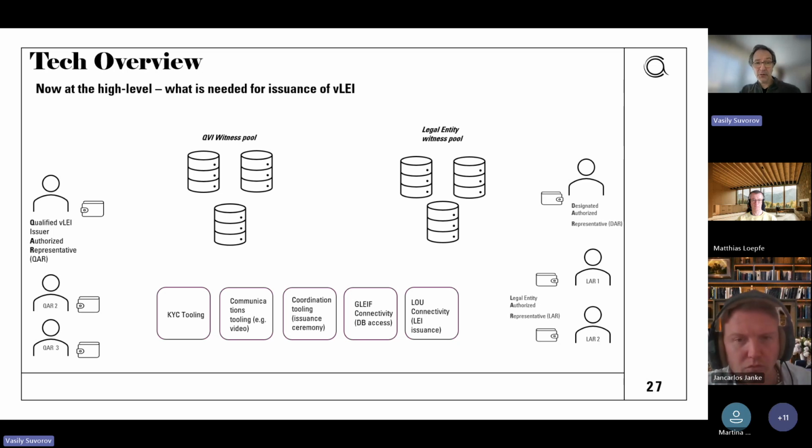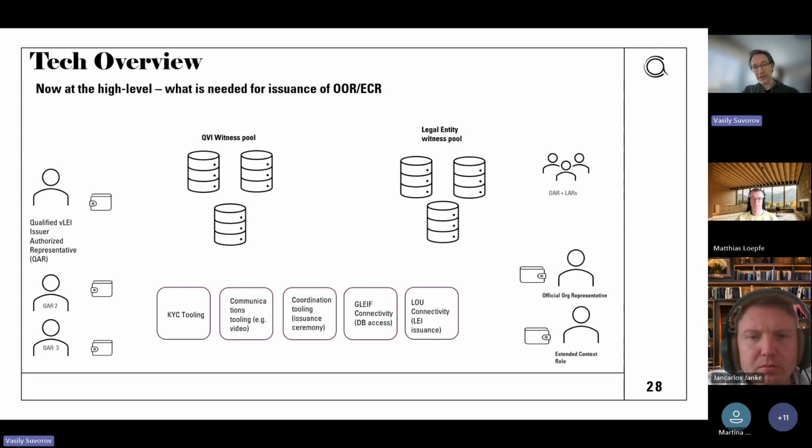Just to make this secure, this is all that's needed, right? So you have your wallet software, you have your witnesses, and that's it. There's no complex certificate, DNS, security, and so on and so forth. This is all. Yeah, the same thing goes for the OOR, OCR roles. It's the same thing. You don't need anything more than that. You just need to have the people that hold the role participate in the same kind of process.